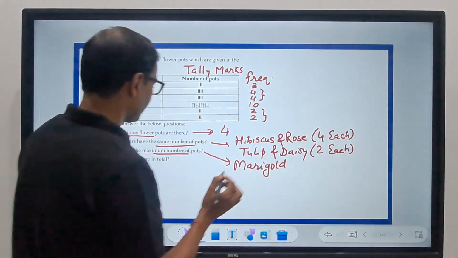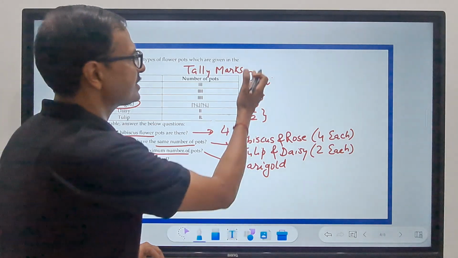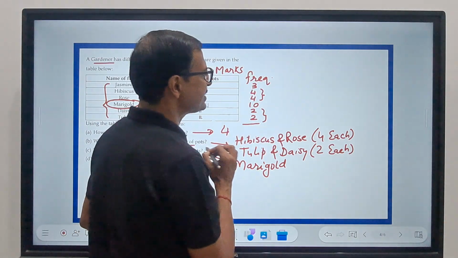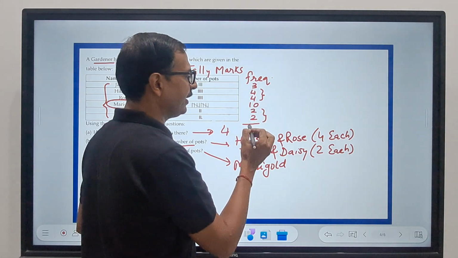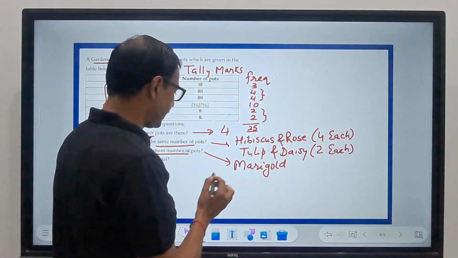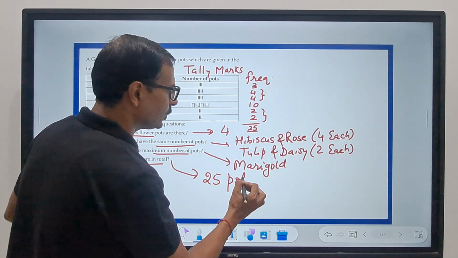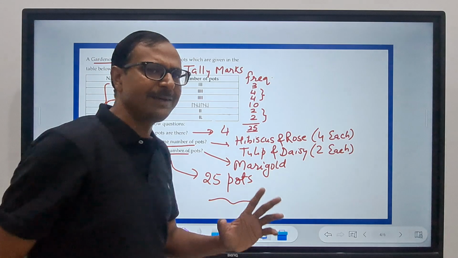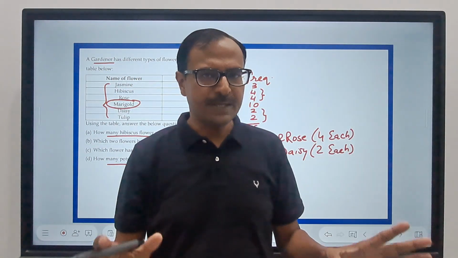And finally, what is the last question? How many pots are there in total? So you just have to sum up all the frequencies. 3 plus 4, 7, plus 4, 11, 21, 25. So how many pots are there in total? We have 25 pots in total. Pretty easy, right? Reading a frequency table is very easy. Just a basic understanding is required.